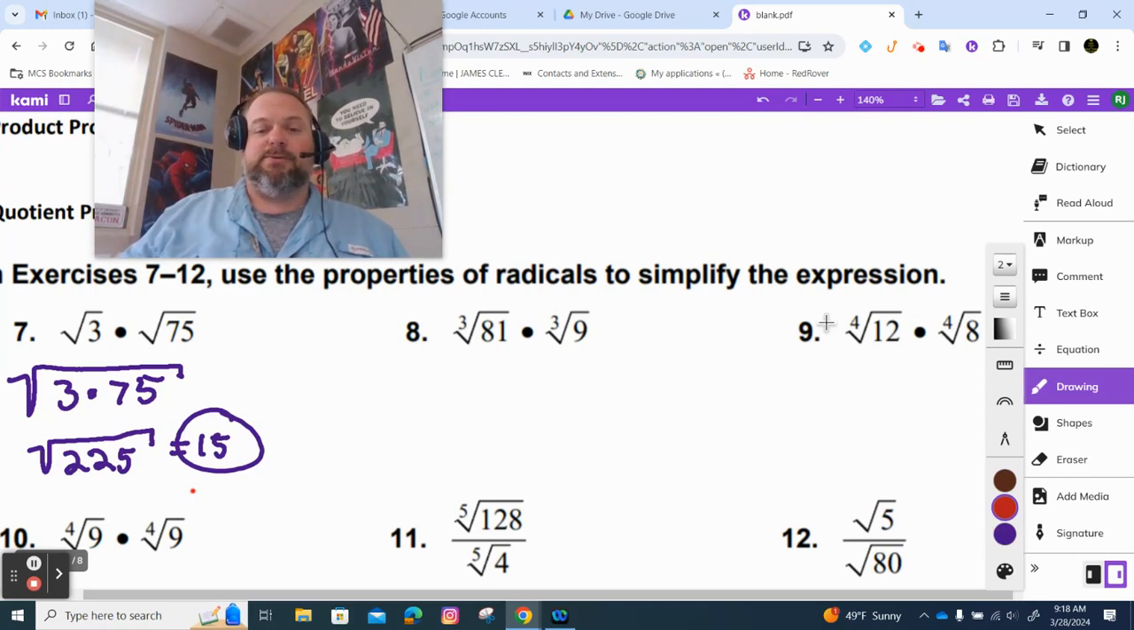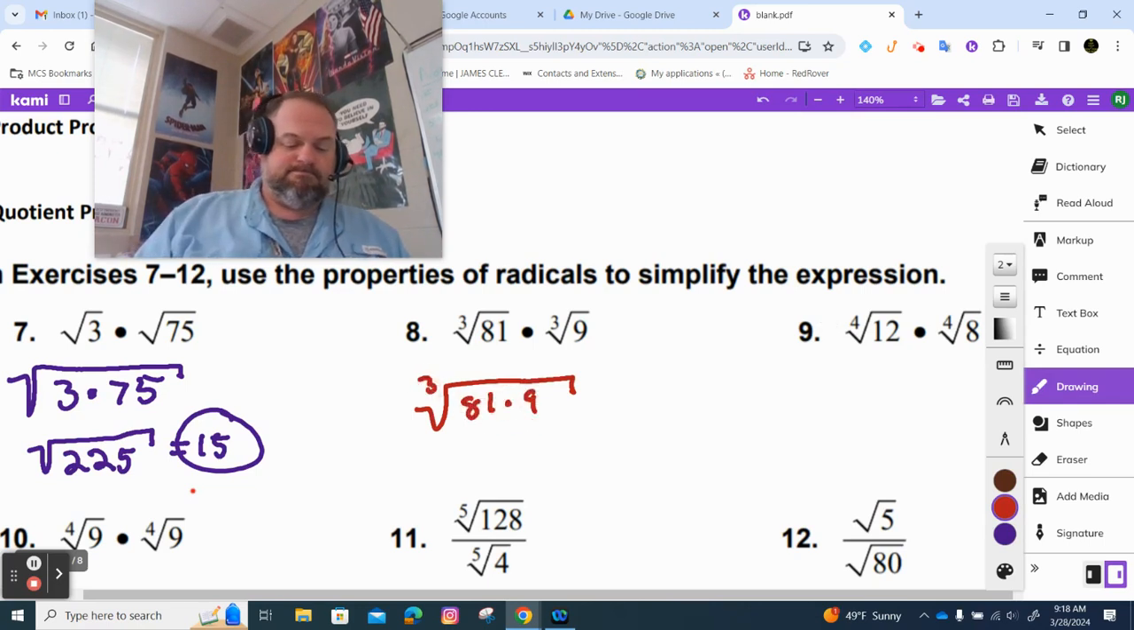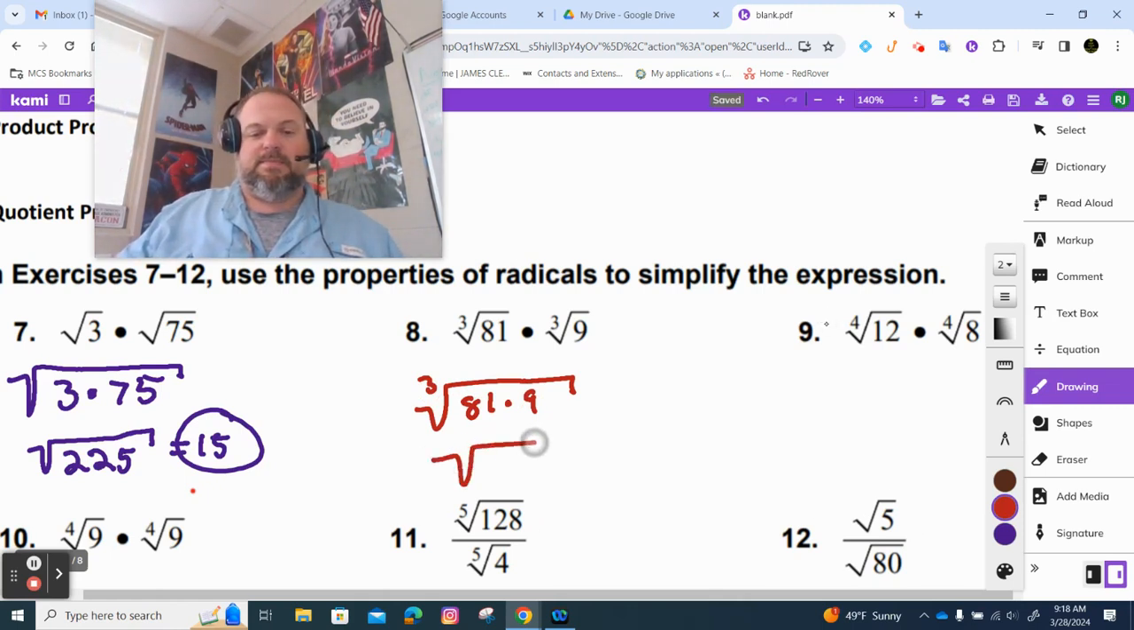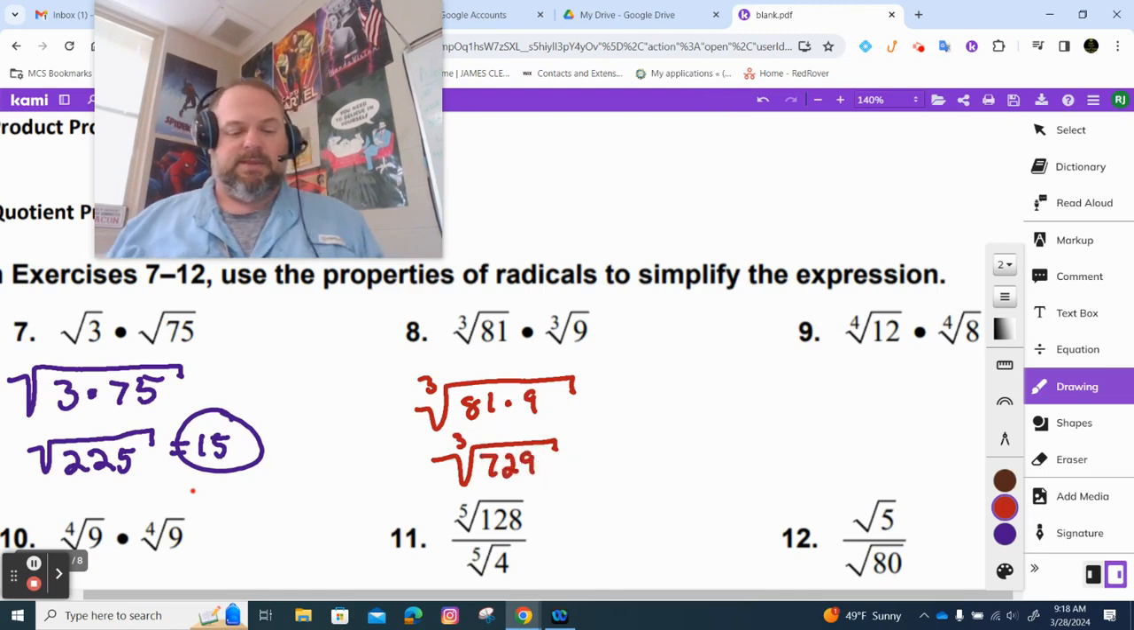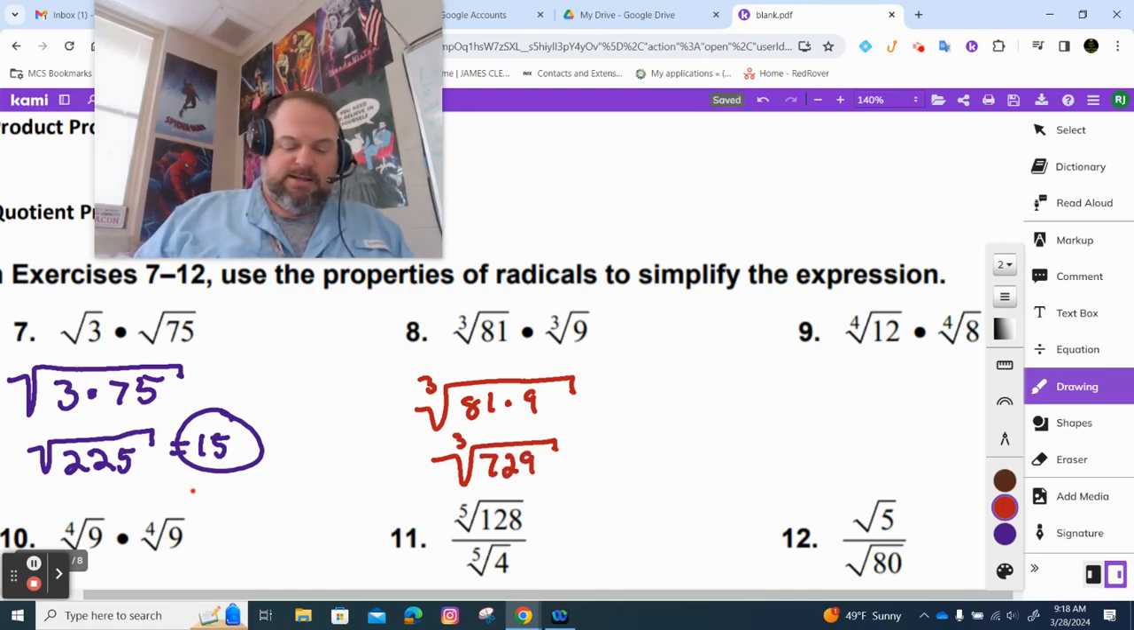Let's try number 8. Same roots. 81 times 9. 729. Thank you. Is there a cube root of 729? 9.